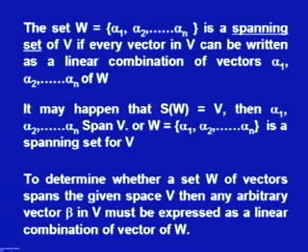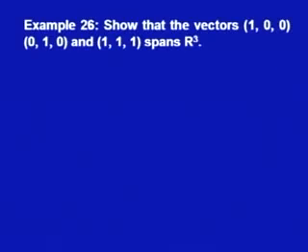Now, to determine whether a set W of vectors spans the given space V, any arbitrary vector beta in V must be expressed as a linear combination of vectors of W. We illustrate this with an example. The example is to show that the vectors (1, 0, 0), (0, 1, 0) and (1, 1, 1) span R cube.